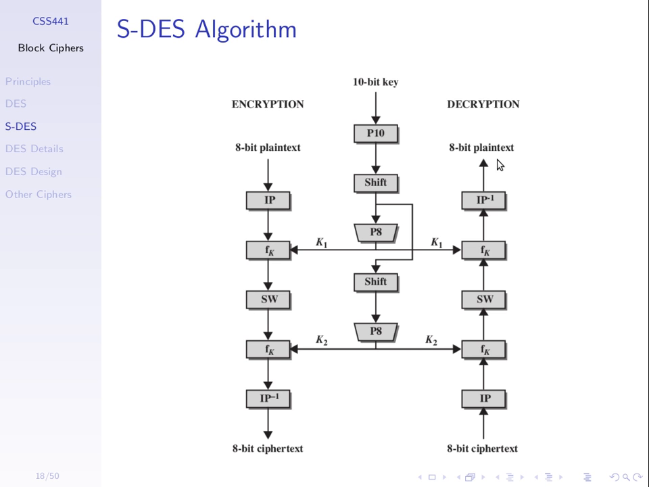If you look closely, the blocks for encrypt and decrypt are the same: IP, F of K, swap, F of K, the inverse IP. The only difference is that we use K1 and K2 in a different order. For encrypt, we use K1, then K2. To decrypt, we first use K2 and then K1, where those values are the same. Let's go through it with an example.